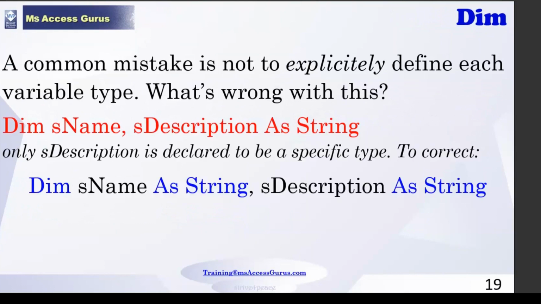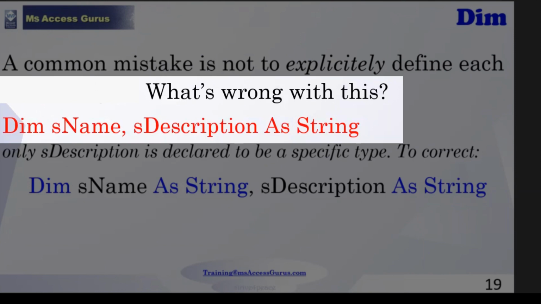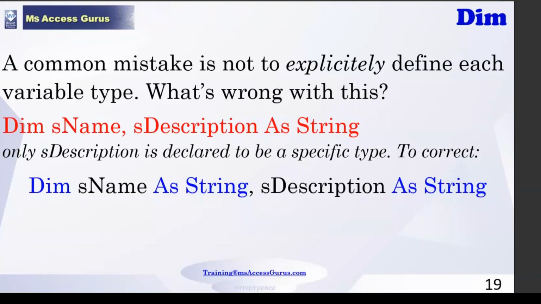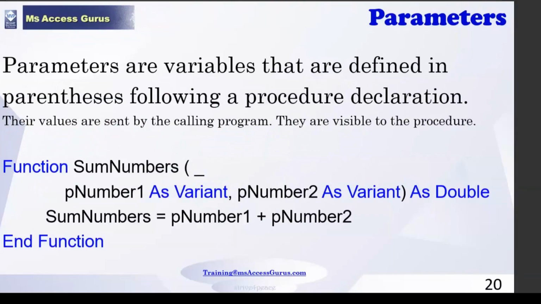A real common mistake is not to explicitly define each variable type. See that line in red? What's wrong with it? The problem is that sName is not specified. You might think that both of those are string, but no, sName is going to be a variant then. Variants are a special type of data. They actually have two parts, one to keep track of what data type it is, and the other lets you put all kinds of things in there. Variants can also hold null.